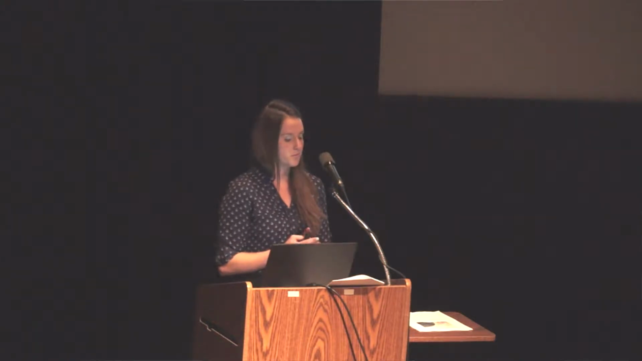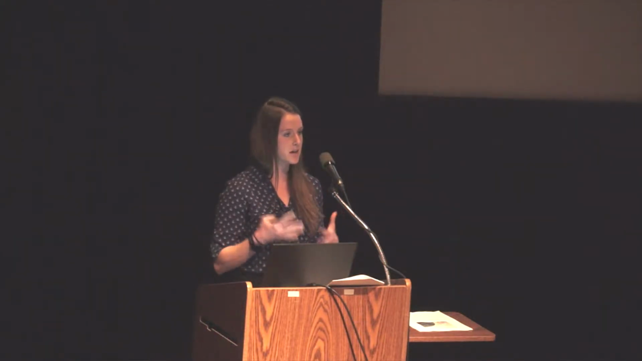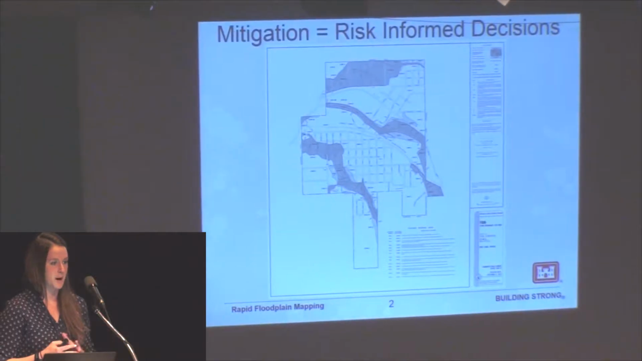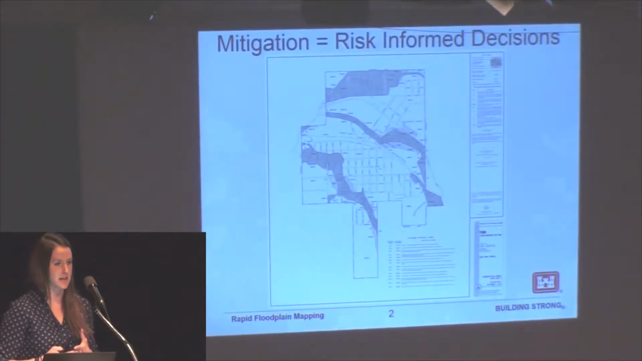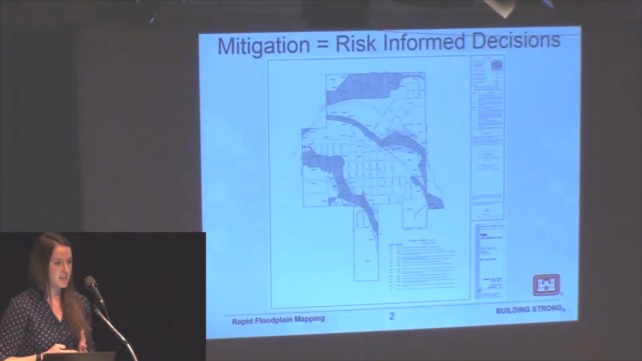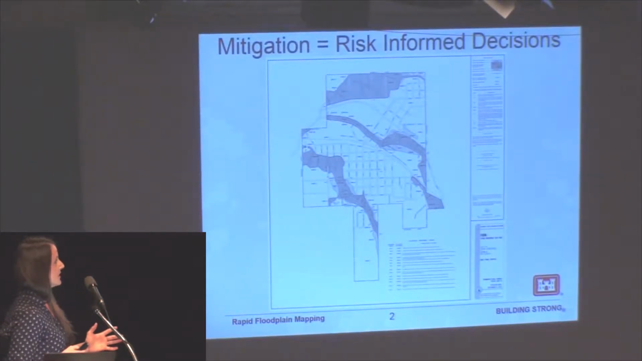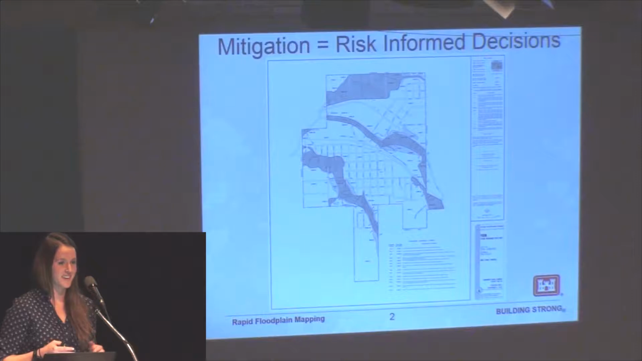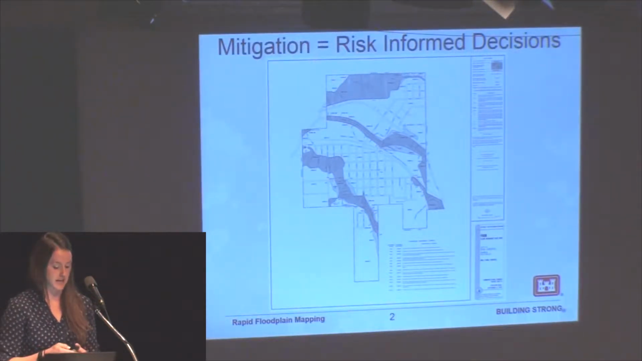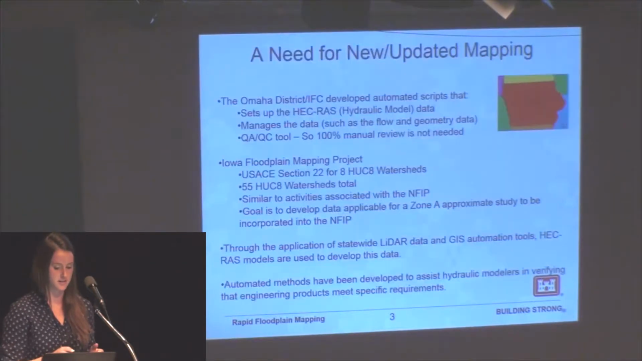So mitigation equals risk informed decisions. You can't make the best possible decisions with the worst data. This map that I'm showing you right here is over 40 years old. It was last updated in 1979, and this is the community of Ida Grove. I don't know if you can see that closely, but it still has zones A1 through 30 on it. And I actually had to Google what those were because I had never seen them before. So it's that outdated. There are obviously some communities that need some updating and some extra TLC. So there's definitely a need for new and updated mapping.